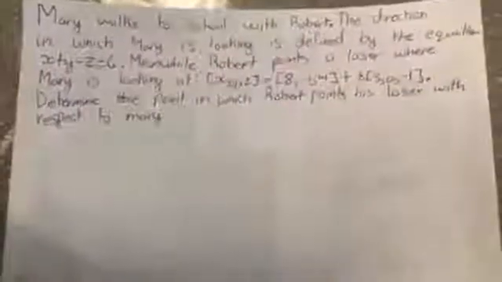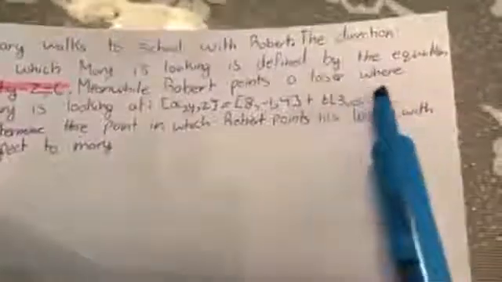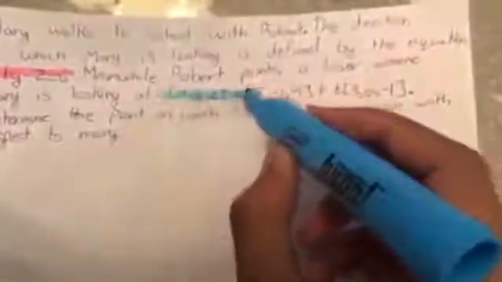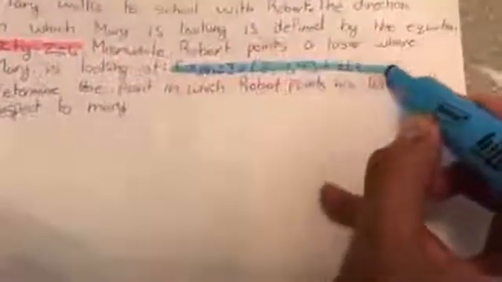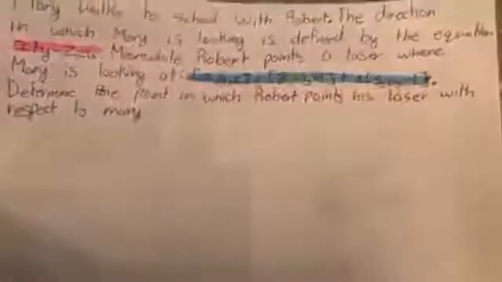Now let's do an application problem. In this question, it states Mary is walking to school with Robert. The direction in which Mary is walking is defined by the equation x plus y minus z equals 6. Meanwhile, Robert points a laser where Mary is looking, along the line expressed by this. Determine the point at which Robert points his laser with respect to Mary.